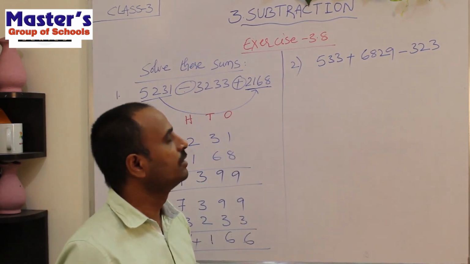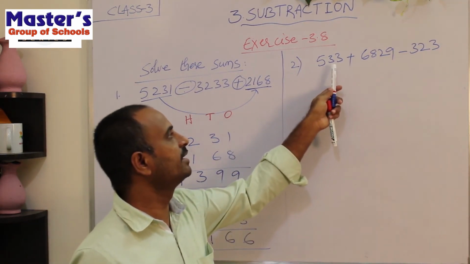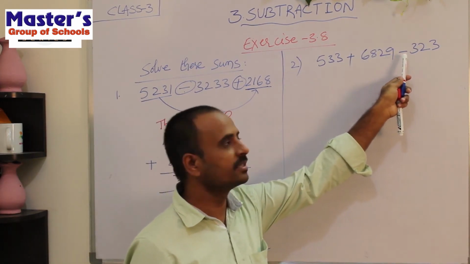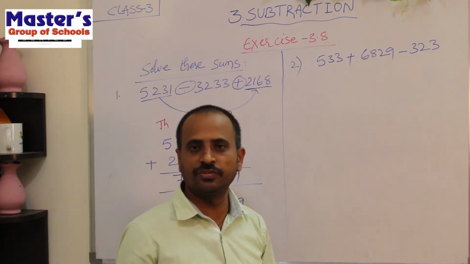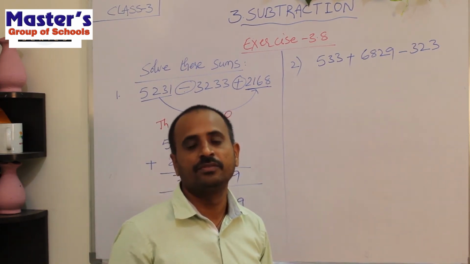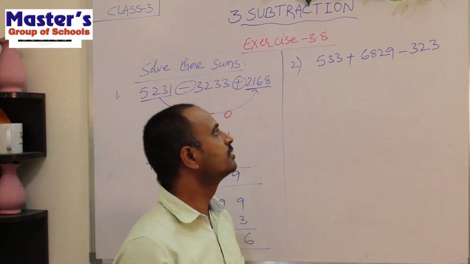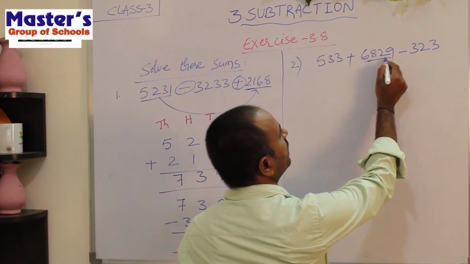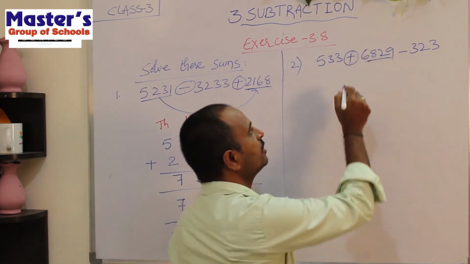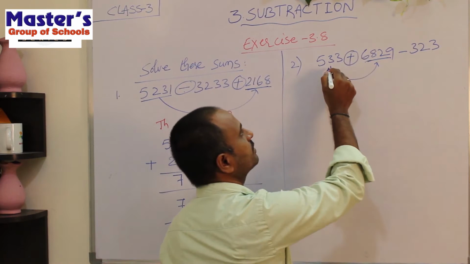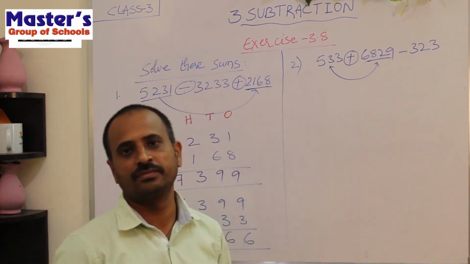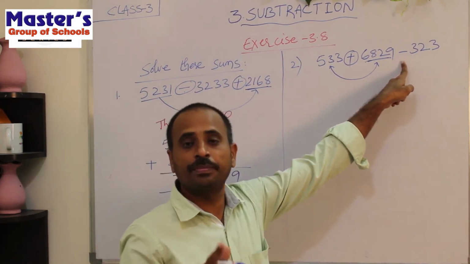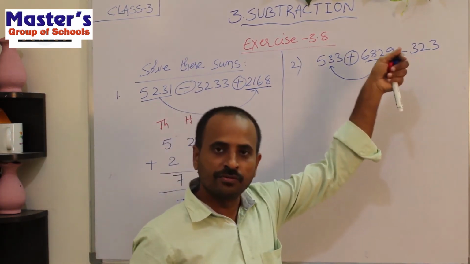Here also 3 numbers are given: 533 plus 6,829 minus 323. First we have to add the numbers which have a plus sign before them. So which numbers have a plus sign before them? 533 and 6,829 have a plus sign before them. So first add these 2 numbers. And 323 has a minus sign before it, so subtract 323 from the sum.